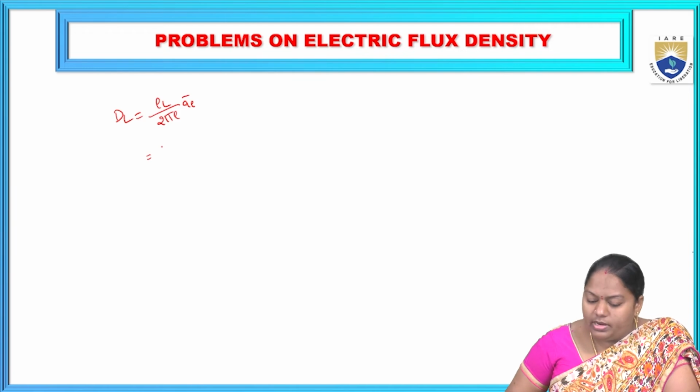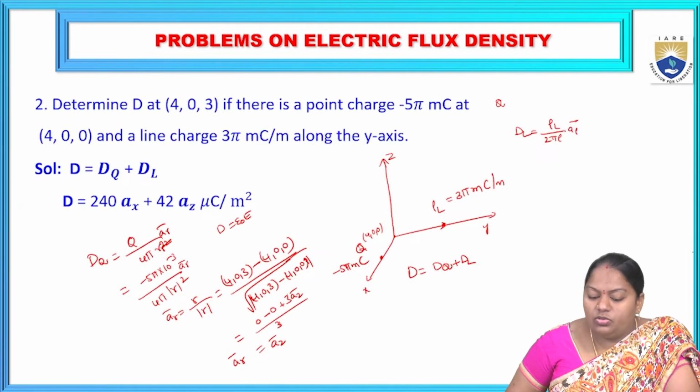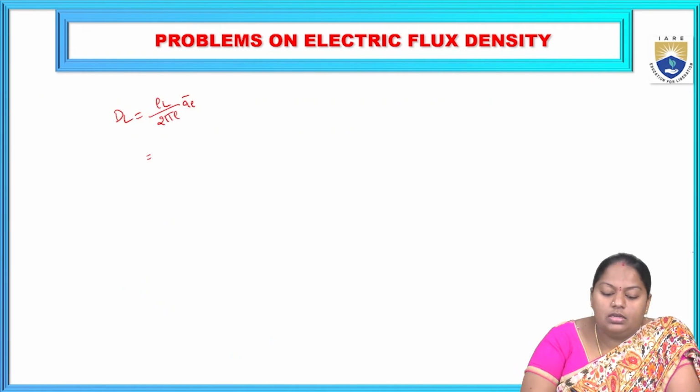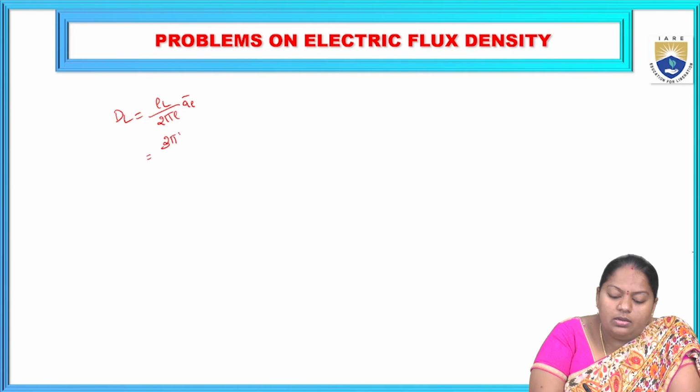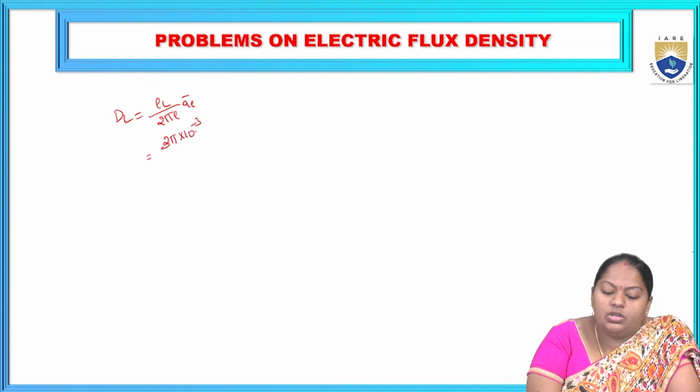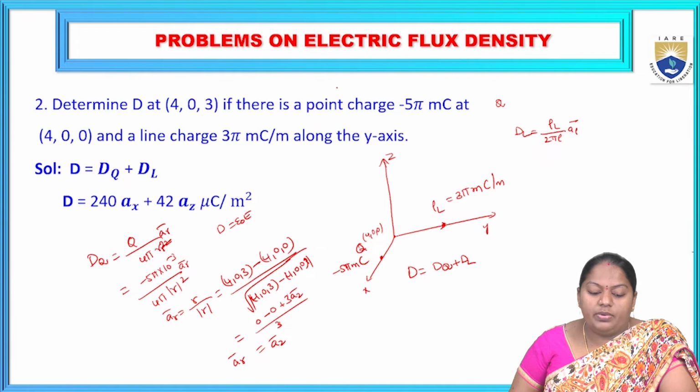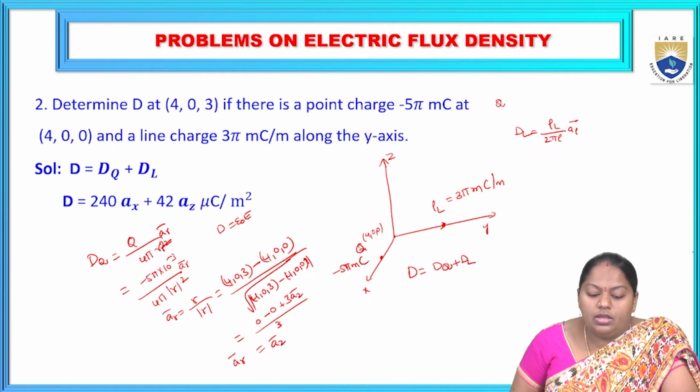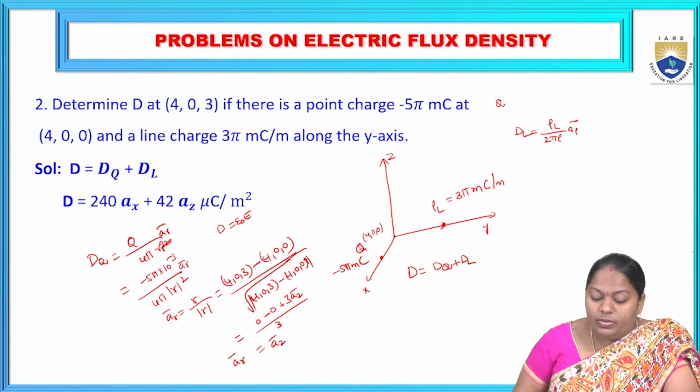So the rho L value is given as 3 pi millicoulombs, that is 3 pi into 10 power minus 3, divided by 2 pi rho. Here A rho is equal to rho by its modulus, and the rho vector is to be obtained at (4, 0, 3).